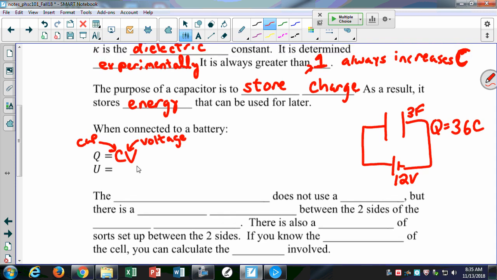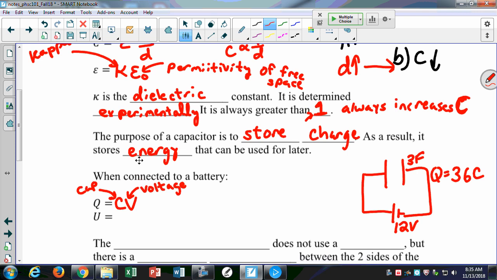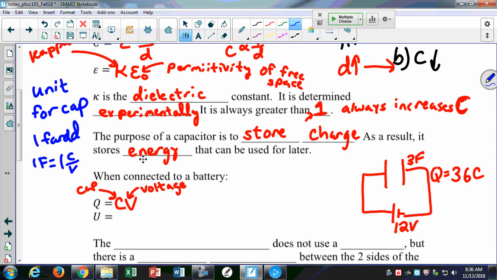Let me go back on here. Let me just give you the units here. So the units for capacitance is a farad, 1 farad, F-A-R-A-D. That's after Michael Faraday. He did some of the initial work with capacitors and described a lot of what we use today for generating electricity. And 1 farad is equal to 1 coulomb per volt. That's the basic SI units.